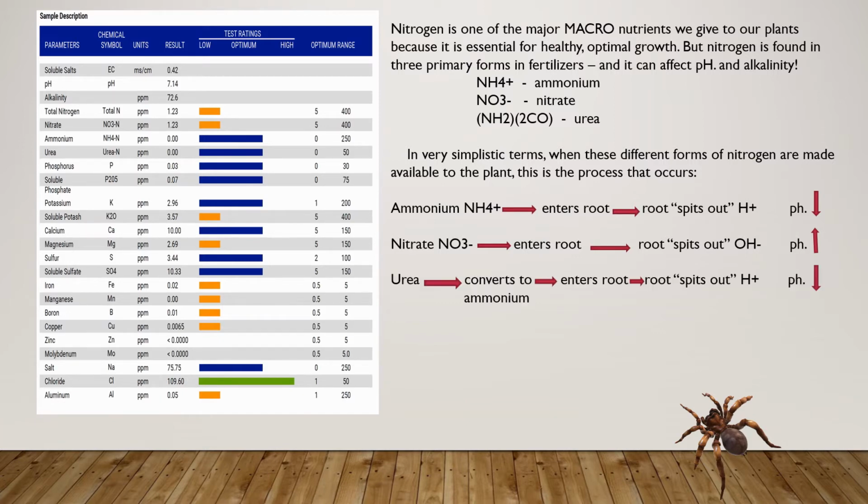If we look at the urea, urea can either enter the roots in its original chemical configuration, or in the soil or the grow medium, it can easily convert to ammonium. The root can take that out, but once again, it will spit out the excess hydrogen ions. The excess hydrogen ions increase in concentration, which drives the pH again down. It becomes more acidic.